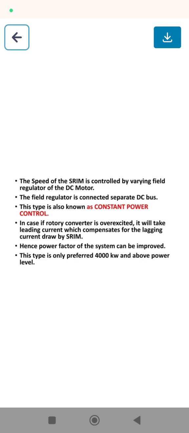In case the rotary converter is over excited, it will take leading current, which compensates for the lagging current drawn by the slip ring induction motor, since we all know that an induction motor draws a lagging current. Hence the power factor of the system can also be improved by this method. This type is only preferred at power levels of 4000 kilowatts and above.